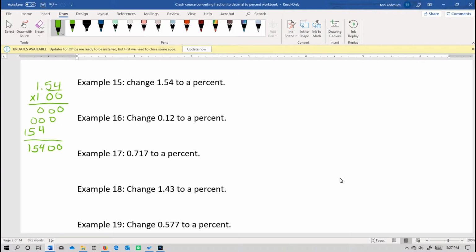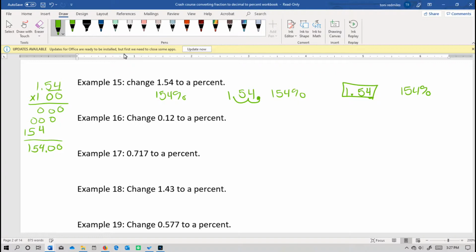And I have 2 decimal places. This one's 154%. I also could have done this by moving that decimal place 2 places to the right, putting it behind the 4 and made it 154%. Or I could have said a percent is out of the hundredths place, take everything in front of it, 154%. All right, let's do another one.